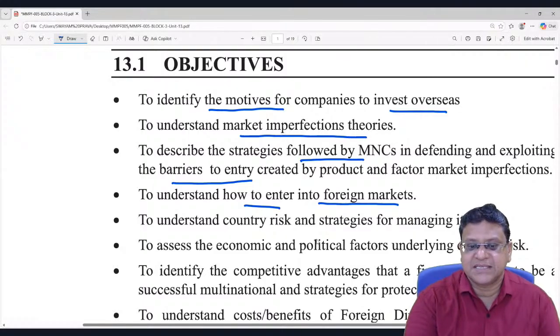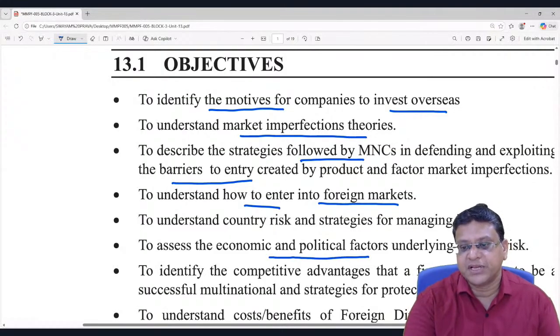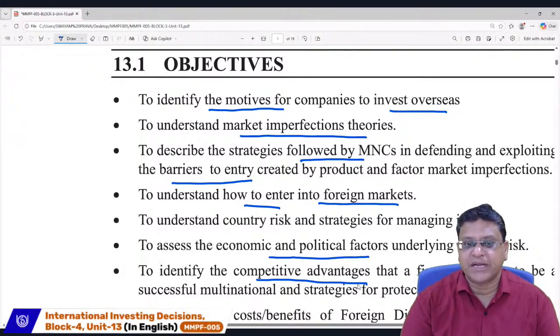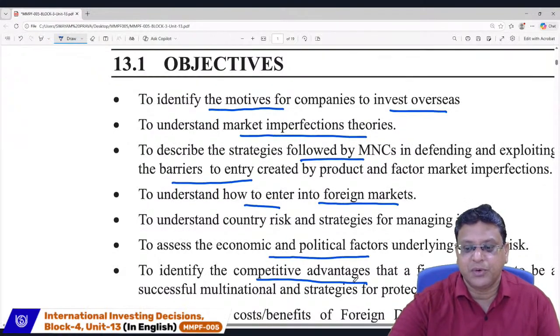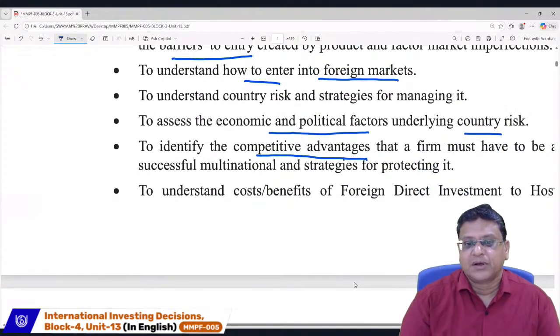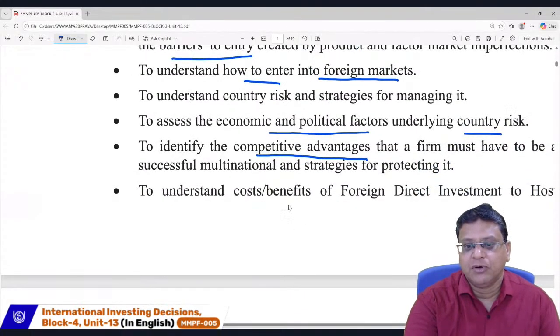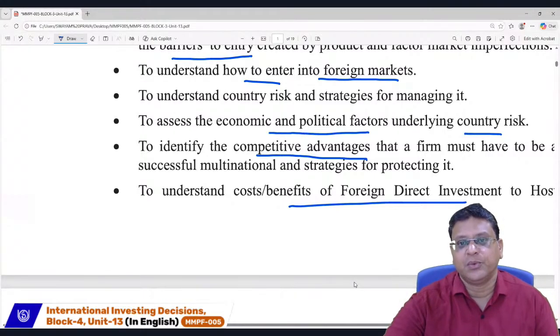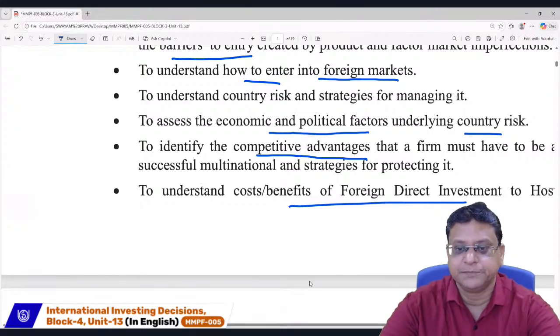We can assess the economic and political factors underlying country risk. We can identify the competitive advantage a firm must have for maintaining and protecting the competitive advantage. We can know the cost and benefit of foreign direct investment for home country as well as host country. We can know this.